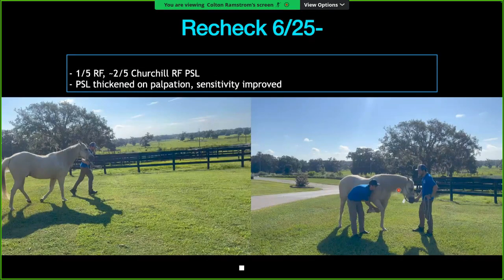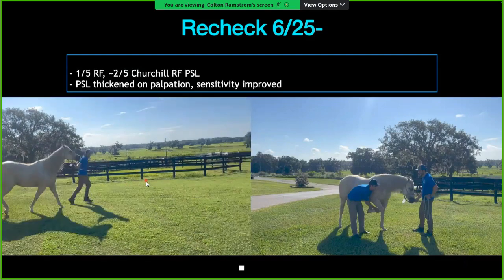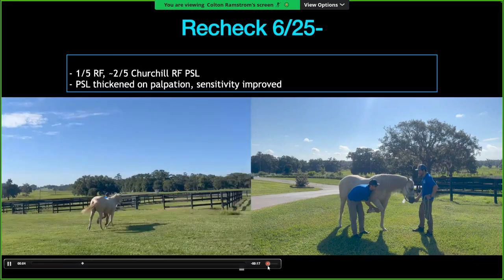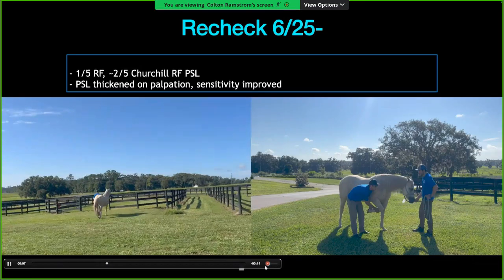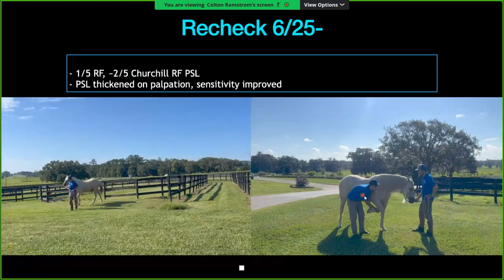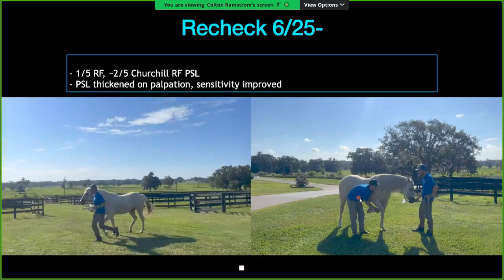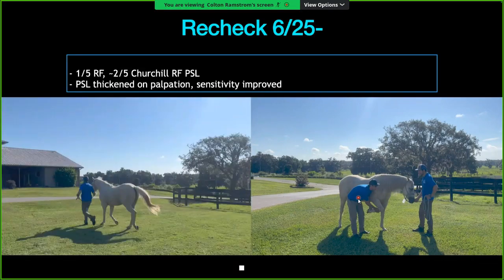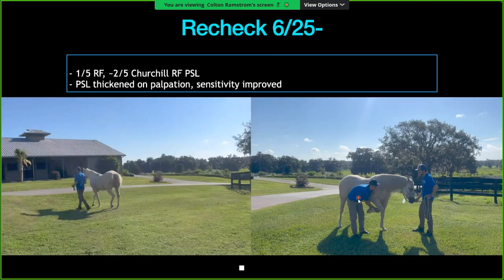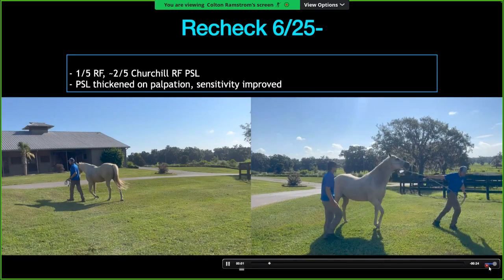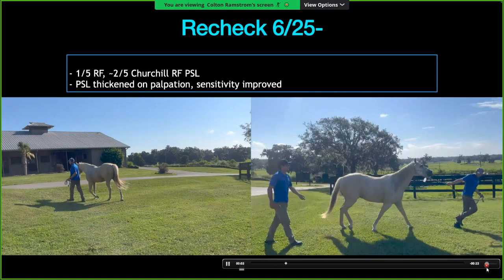And about 20 some odd days later, brought him back. Pretty good there. So again, this is just a few weeks of rest, Adequan and some shockwave on that proximal suspensory, as well as resolution of that abscess, which obviously was contributing some portion to that lameness. So there's a Churchill on that one.